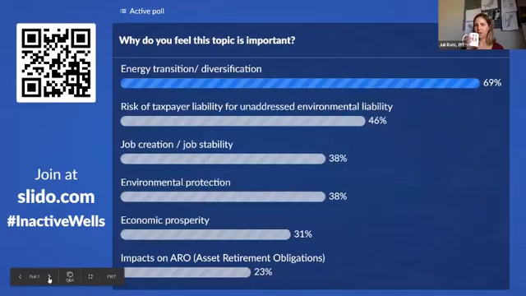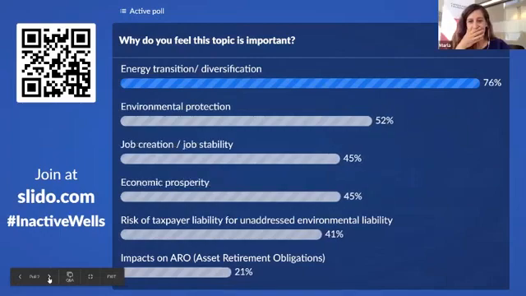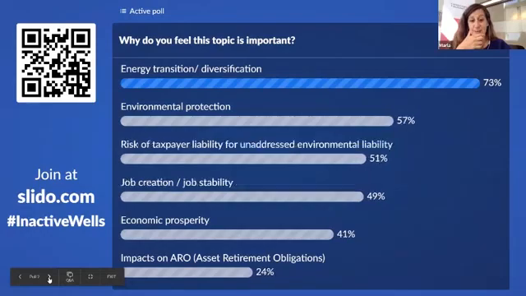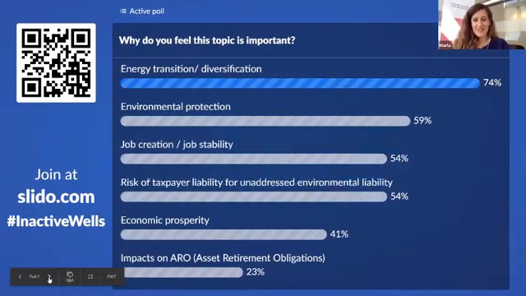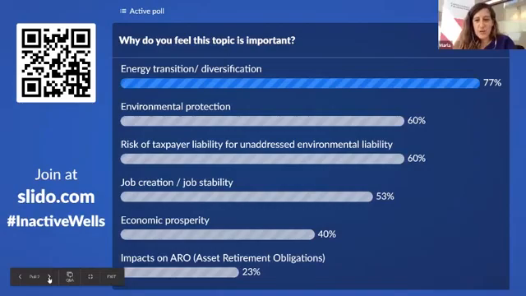So Marla, what's the top reason for you that this is important? I think it's going to be the taxpayer liability one, or at least that's my pre-guess. I always came at it from an economic prosperity perspective, so for me, that's a big one. I think Keely is in the background cheering for the ARO answer.